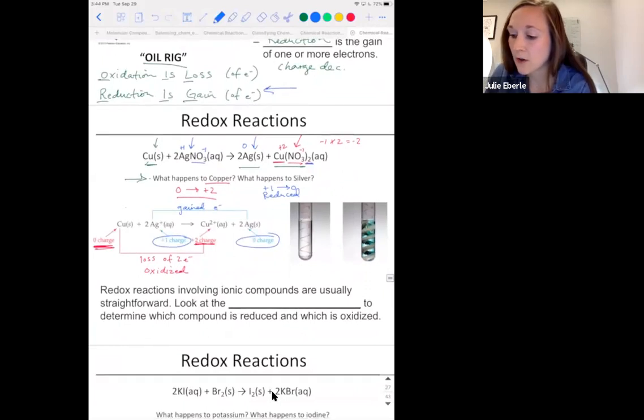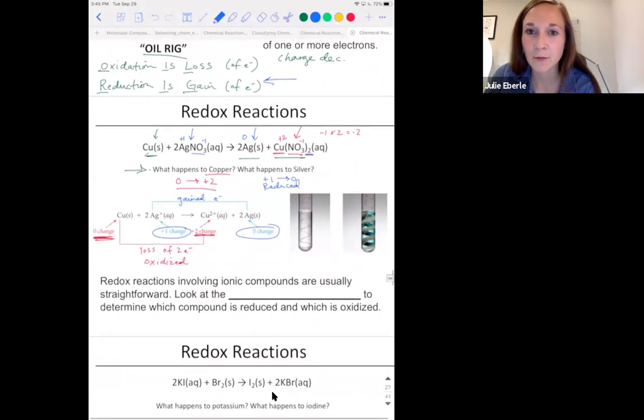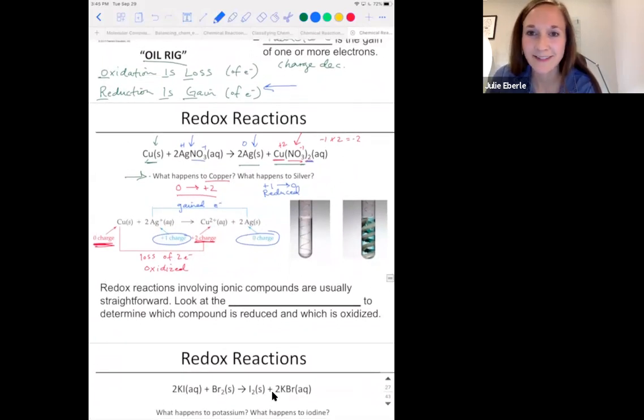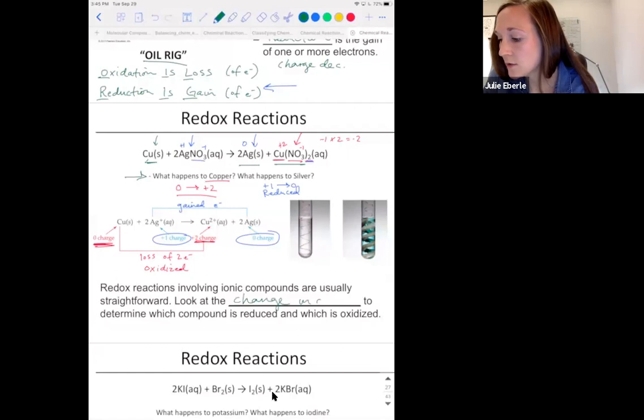Redox reactions involving ionic compounds are usually straightforward. Don't you love it when we make it sound simple? They're straightforward, guys. They're not straightforward. But when you know the steps, they're straightforward. It's just there's a lot of steps. What we're doing is looking at the change in charge. To summarize, we're looking at the change in charge, and that's how we're determining what is oxidized, what is reduced.